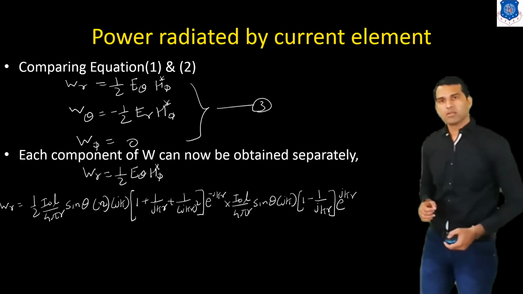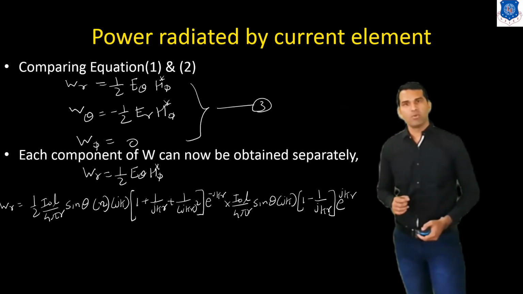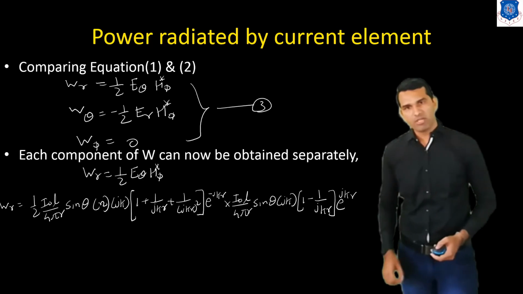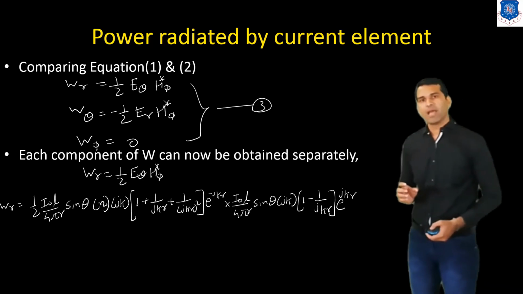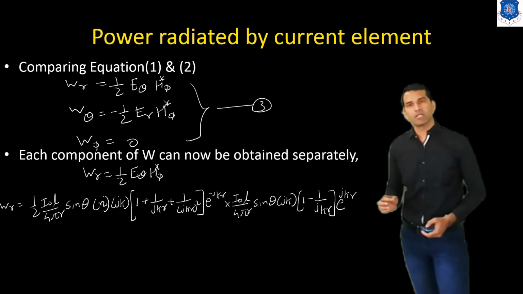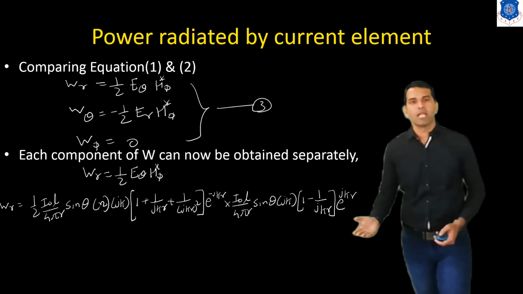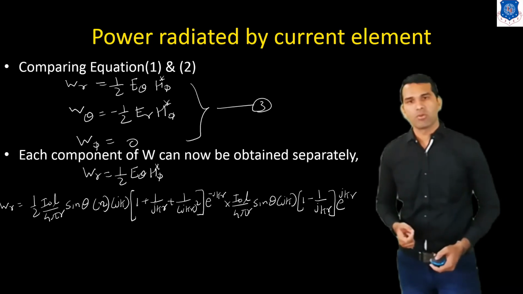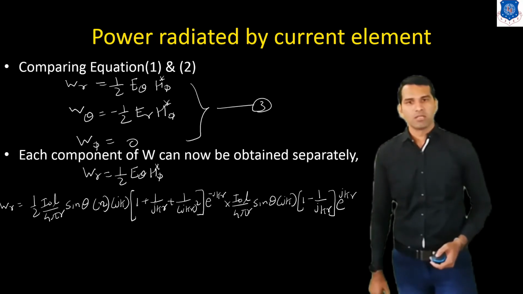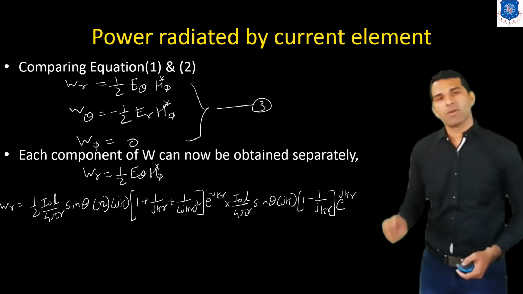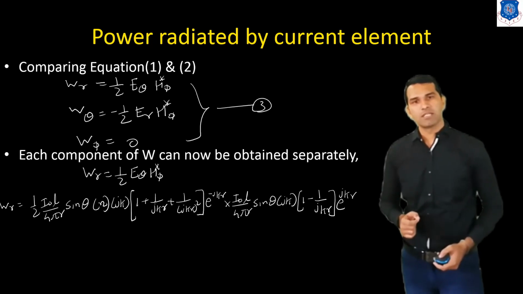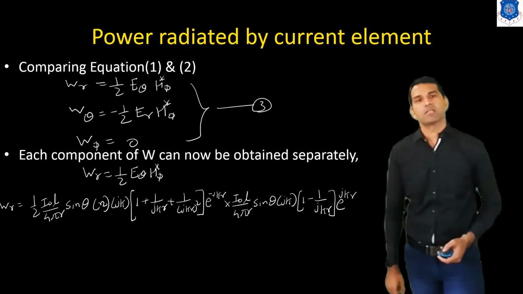So we obtain WR first. WR is equal to 1 by 2 E theta H phi. When we substitute the values of H phi and E theta in the WR equation, we get 1 by 2 times I0L upon 4 pi r sin theta eta jk (1 plus 1 upon jkr plus 1 upon jkr square) e raised to minus jkr. This is the value of E theta, multiplied by H phi, that means I0L upon 4 pi r sin theta jk (1 minus 1 upon jkr) e raised to minus jkr.